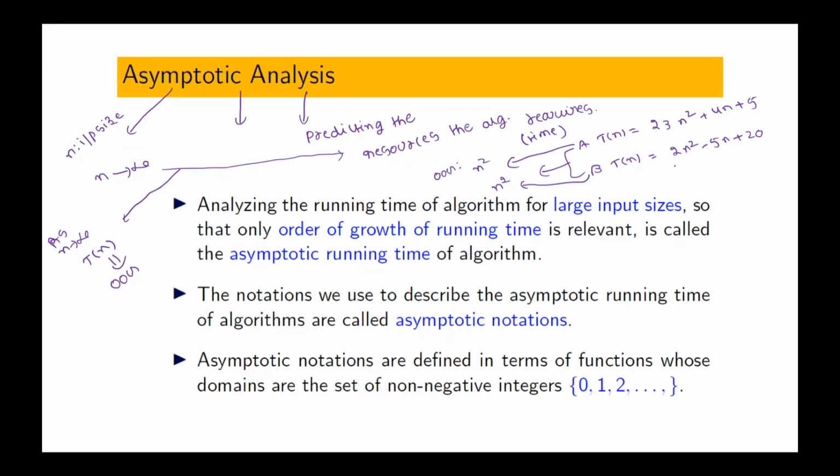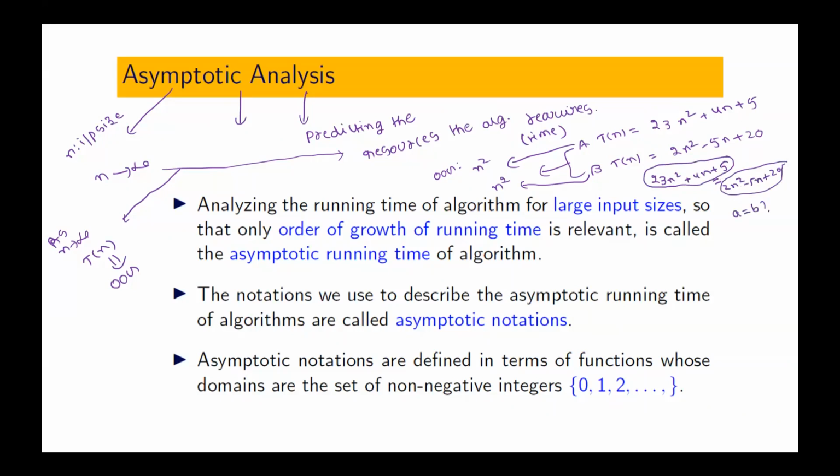Then does it mean that we can write that 23n square plus 4n plus 5 is the same as 2n square minus 5n plus 20? No, sir. You cannot write that, because in the algebraic expression we are comparing numerical values. This notation is used for numerical value comparison. Whatever final value we get on each side, where n is input size, whether both are equal or not, that's what it denotes. It is like A equal to B checking.